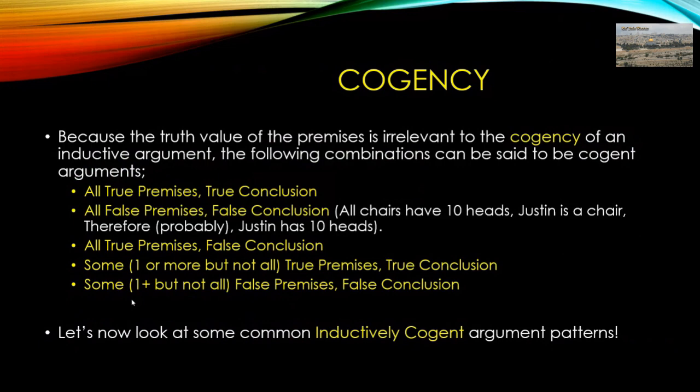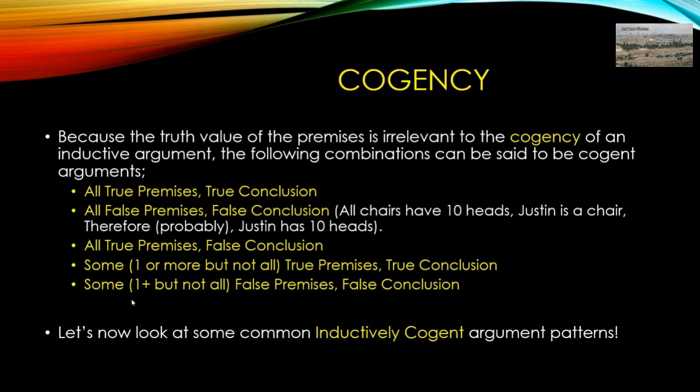Now, understand that because the truth value of the premises is totally irrelevant to the question of cogency, the following combinations can be said to be cogent arguments. So, one where you have all true premises and a true conclusion, one where you have all false premises and a false conclusion, such as all chairs have 10 heads, Justin is a chair, therefore probably Justin has 10 heads. That's a cogent argument, even though all the premises and the conclusion are false in reality. Likewise, you can have all true premises and a false conclusion and still be a cogent argument.